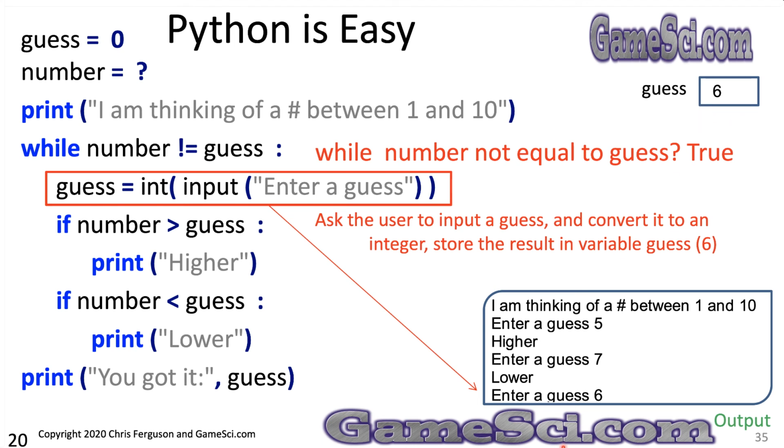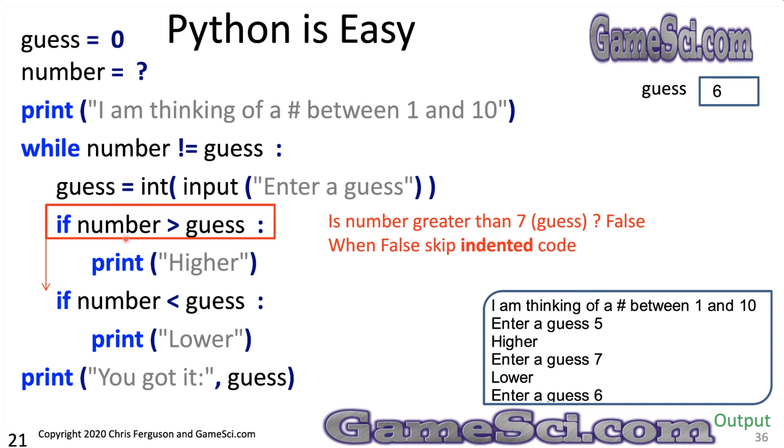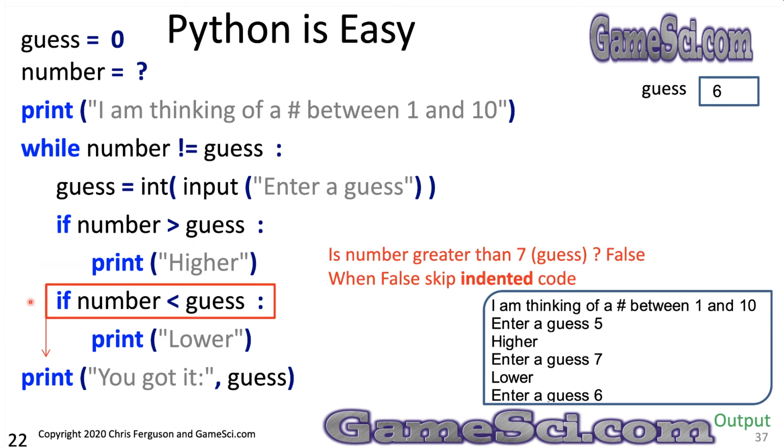Feeling pretty good about that guess. Number greater than guess is a false statement. As a false statement, we will skip the indented code. Is number less than guess? That is also a false statement. Our secret number less than guess is a false statement. As a false statement, it will skip the indented code.